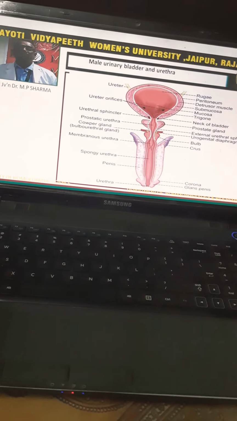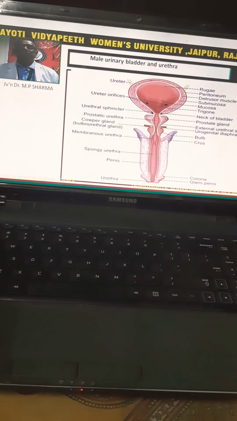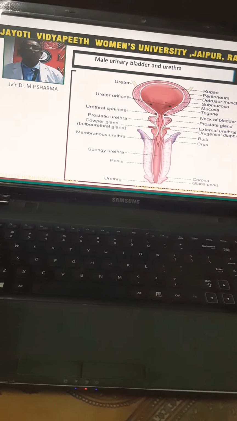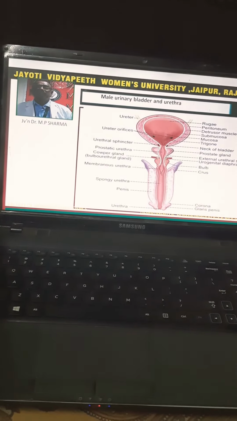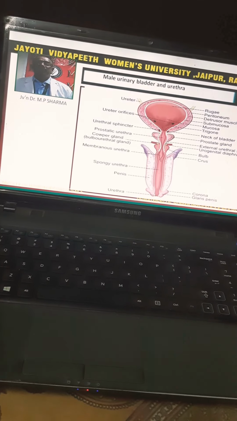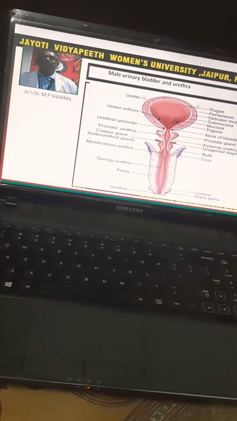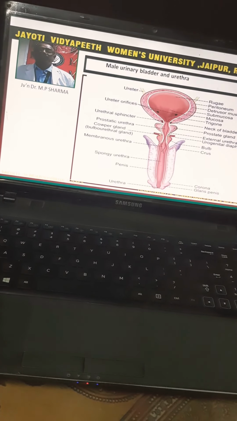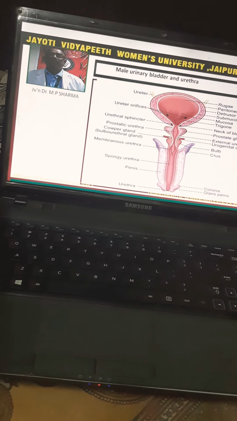See, this is the diagram of the male urinary bladder and urethra. Go through this diagram and you will find all the parts of the male urethra. Ureter is there, ureteric orifice is there, urethral sphincter is there, spongy urethra is there, trigone is there, neck of bladder, and prostatic gland is also seen here.